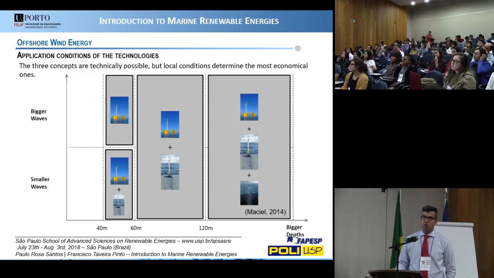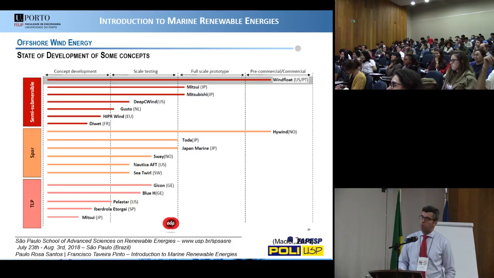So I presented three different solutions, but there are other technologies being developed. So you can see here other concepts being developed in those three categories of supporting structures. But the most developed ones are the WindFloat, a consortium between a Portuguese company and an American company, and the Hywind technology of the spar buoy type being developed in Norway.